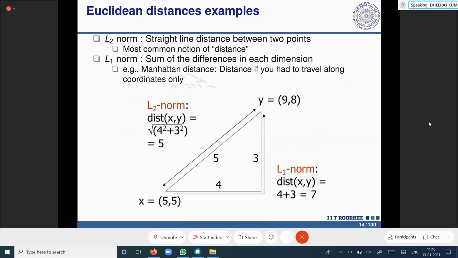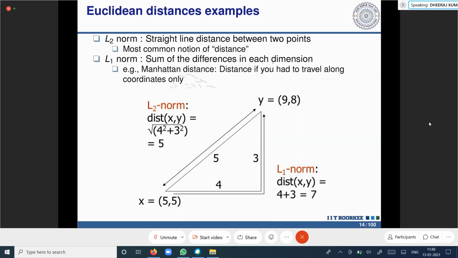So Euclidean distance. There are a few options available. One is the L2 norm, or what in simple terms we call the straight line distance between any 2 points. If you have any 2 points defined by their coordinates in whatever dimensional space they are, you make a straight line connecting these 2 points and calculate the distance between them. This is the most common notion of distance. Another option is the L1 norm, which is the sum of the differences in each dimension.